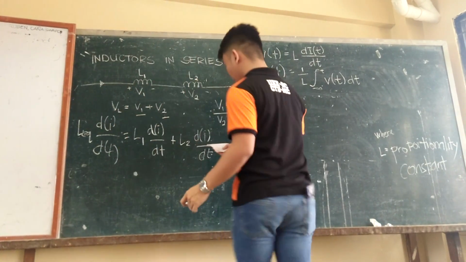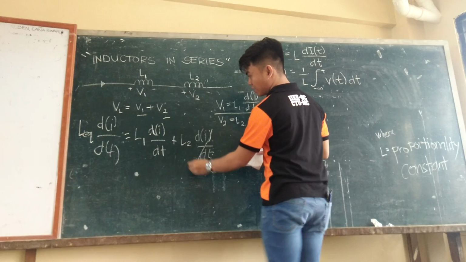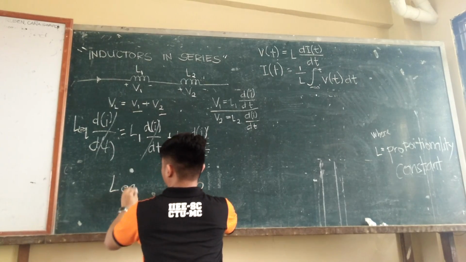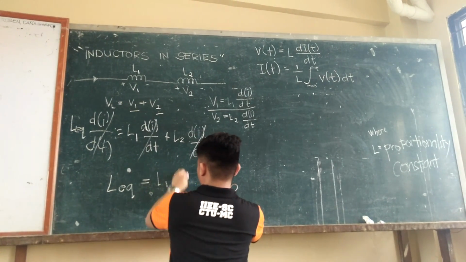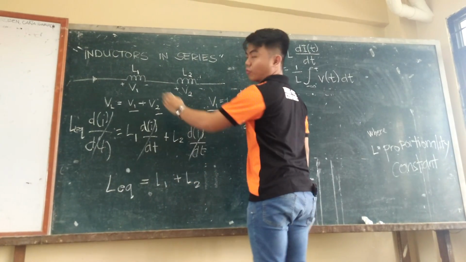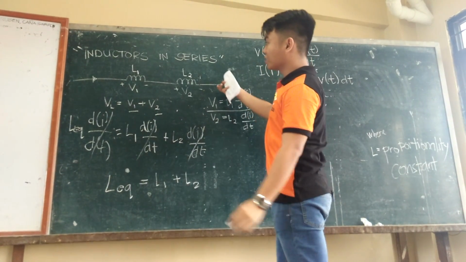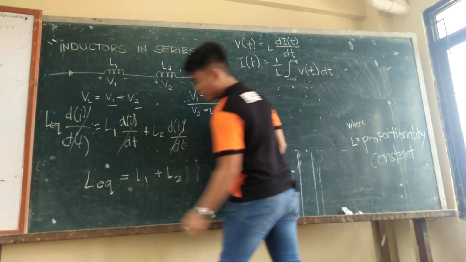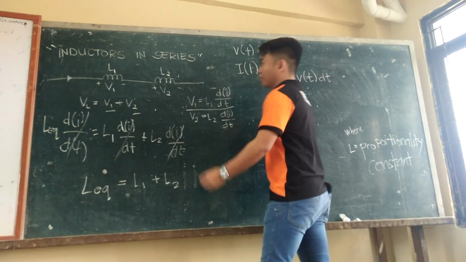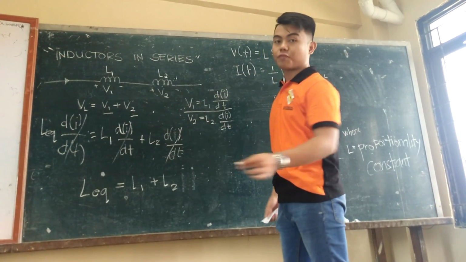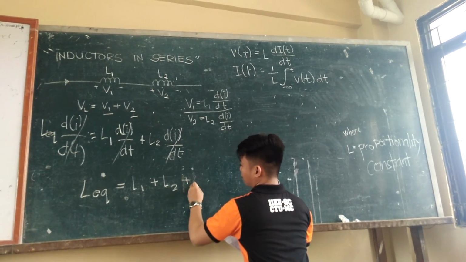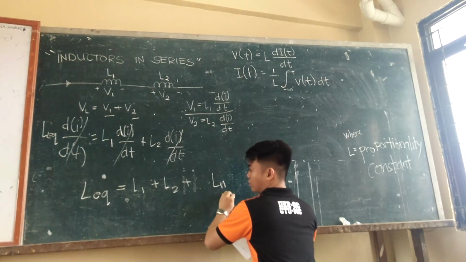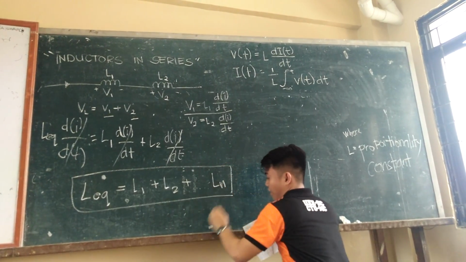So we can cancel this, and we get L equivalent as L1 plus L2. So now we have the equation L equivalent equals L1 plus L2. If there are more inductors in the circuit in series, we can still continue this. So this is now the formula for inductors in series.